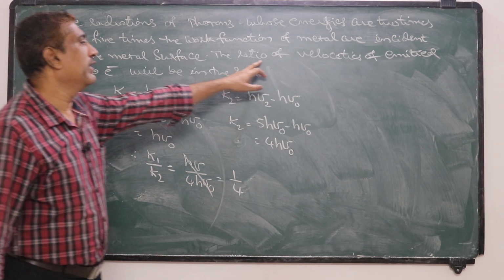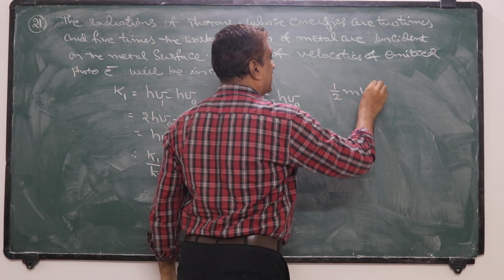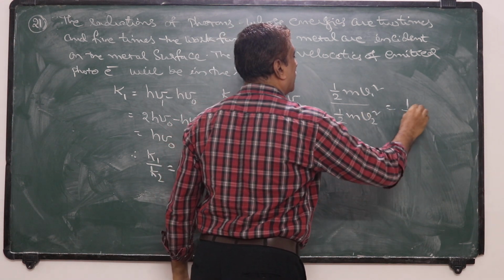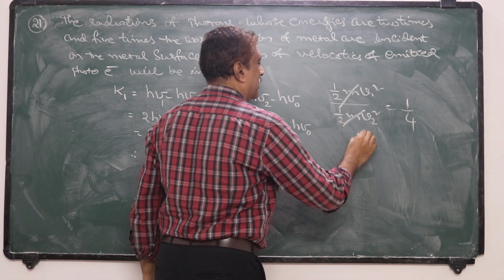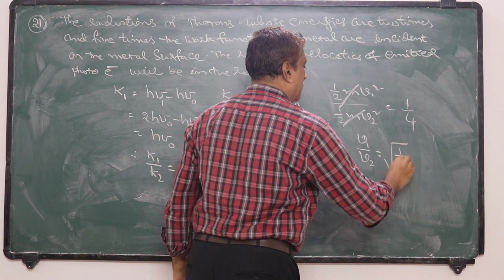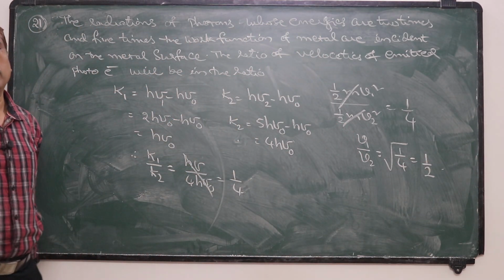But we have to find the ratio of velocities. So half m v1 square by half m v2 square is equal to 1 by 4. That is v1 by v2 is equal to square root of 1 by 4, that is 1 by 2. So the velocities will be in the ratio 1:2.